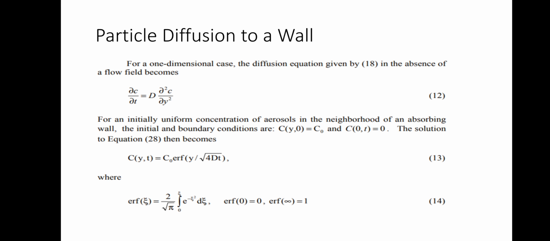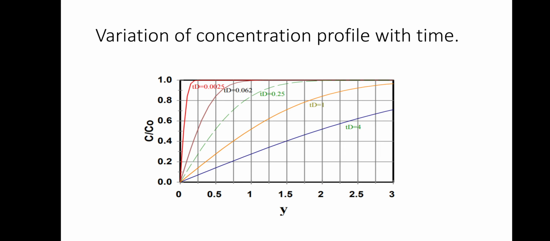The solution of the equation then becomes c of y comma t equals c naught erf of y by under root 4Dt, where erf equals 2 by under root pi integral from 0 to y by root 4Dt of e power minus eta square d eta. Variation of concentration profile with time.